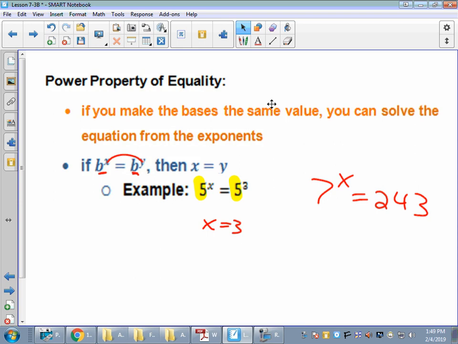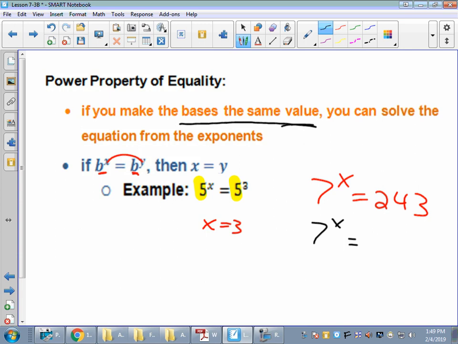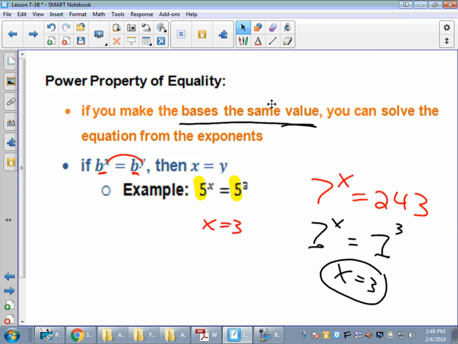And we'll take a look at this example here, 7 to the x. Well, what is 243? In this case, we'd have to write the bases to be the same value here. So in this case, I believe this is 7 to the third power. So again, our bases are the same, so we could have x equals 3 again. It's not always going to be x equals 3, it just kind of worked out that way.